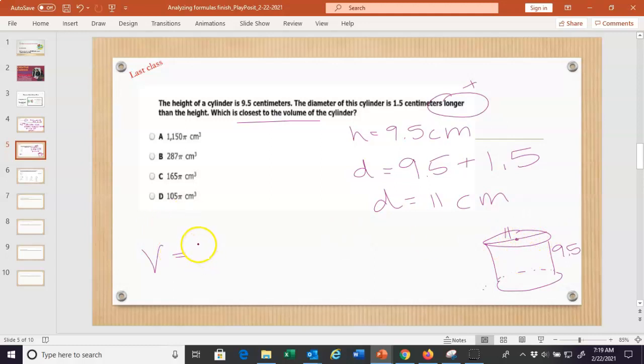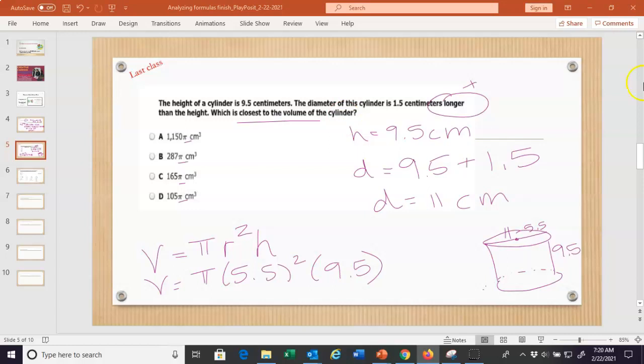So the volume is pi r squared h. So in the formula, we actually need the radius. So if the diameter is 11, what's the radius? Remember, it's half of that. So the radius is going to be 5.5. 5.5 squared times the height, which is 9.5. So take a peek at these answer choices and look, they all have pi in them. It's a good idea to look ahead and see that first so you don't do some unnecessary calculations there. We want to leave pi in the answer.